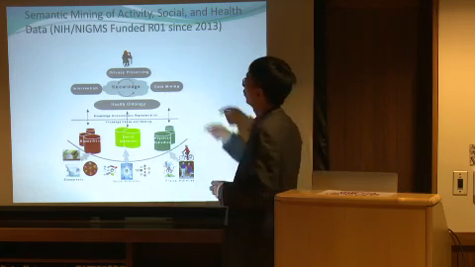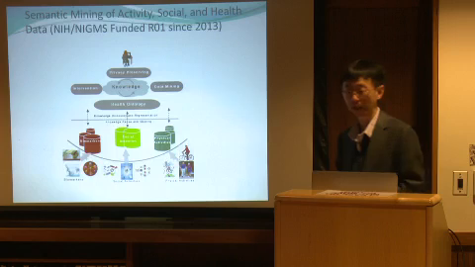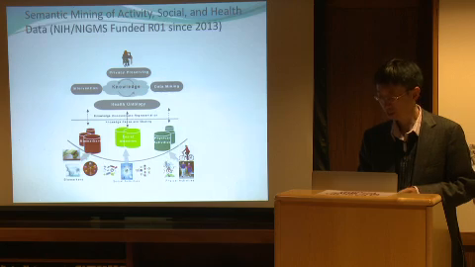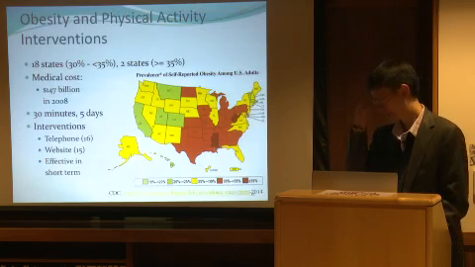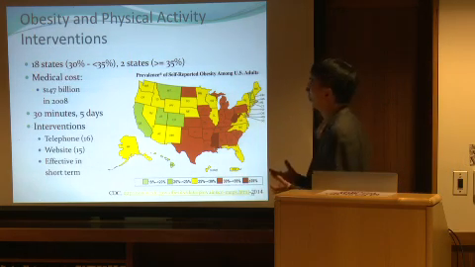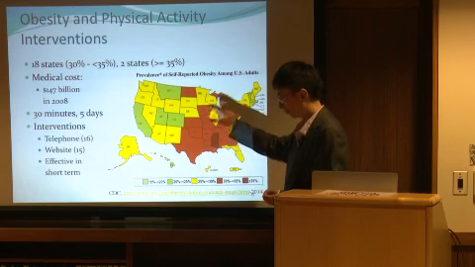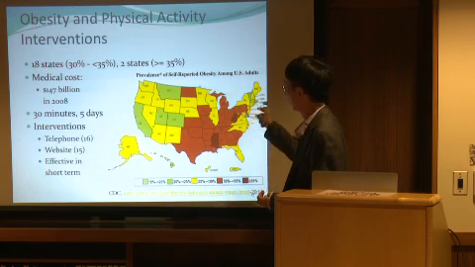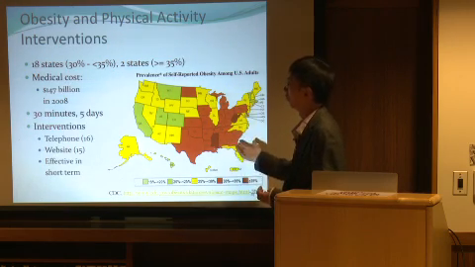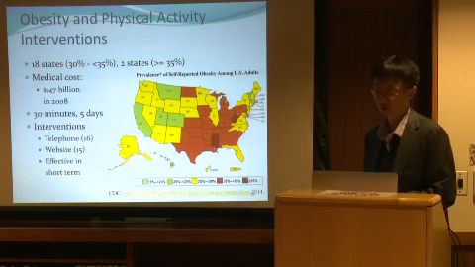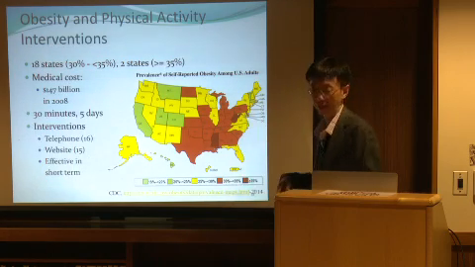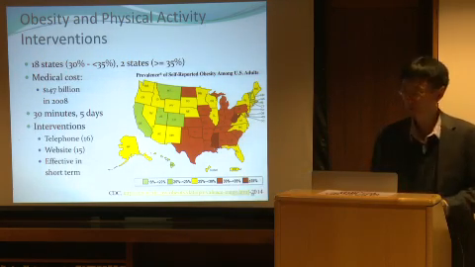This is a project funded in 2013. We're still working on that. We call it SMASH, semantic mining of activity, social, and health data. It is based on data from the overweight and obesity domain. This is roughly the whole states: what's the percentage of adults who are overweight and obese, actually obese. The red one is kind of bad, so you have more obese people.